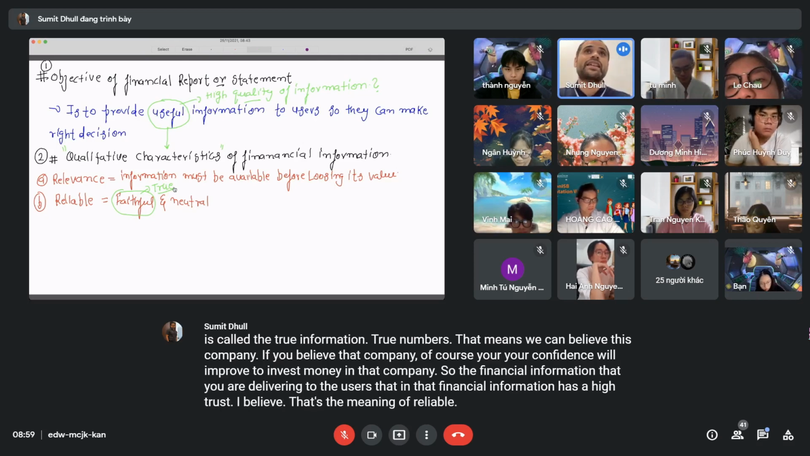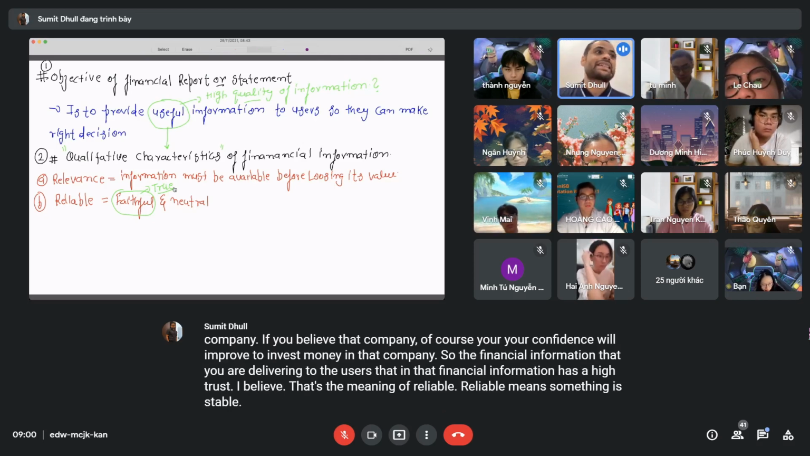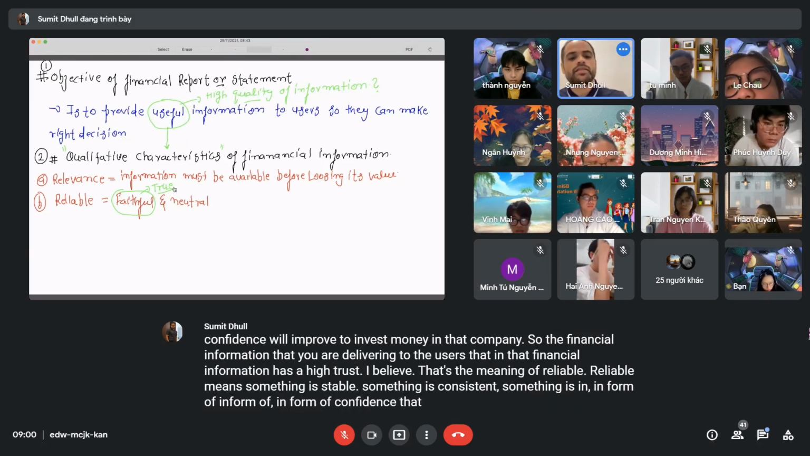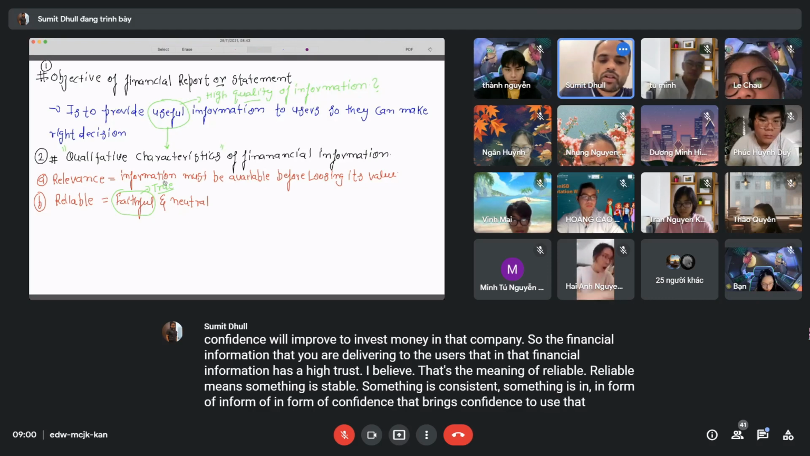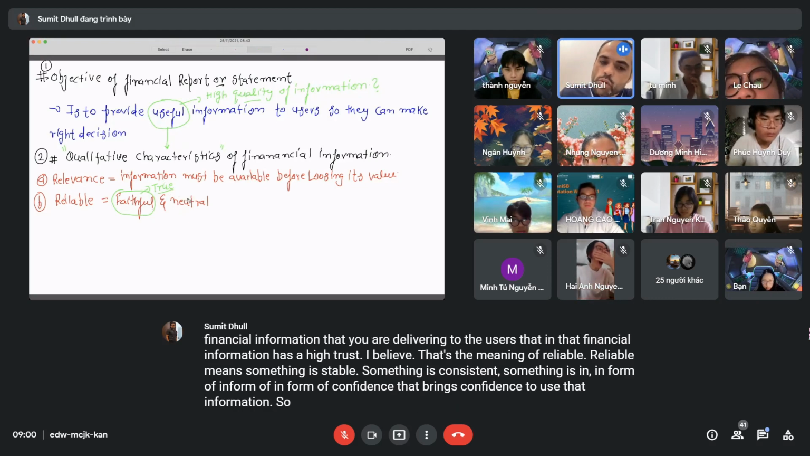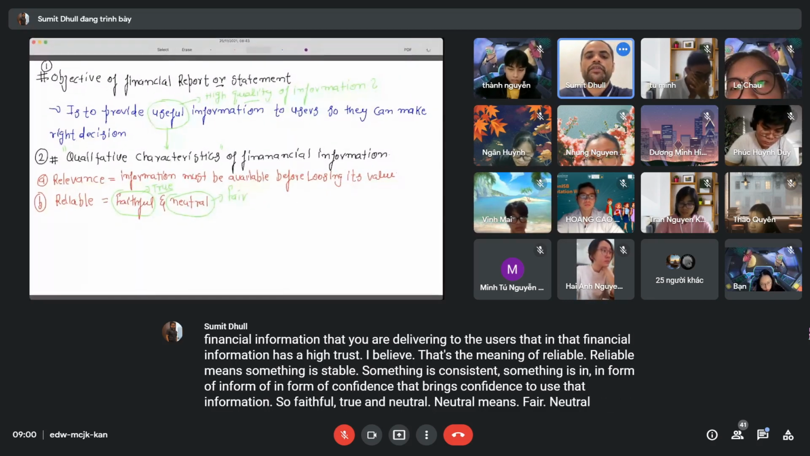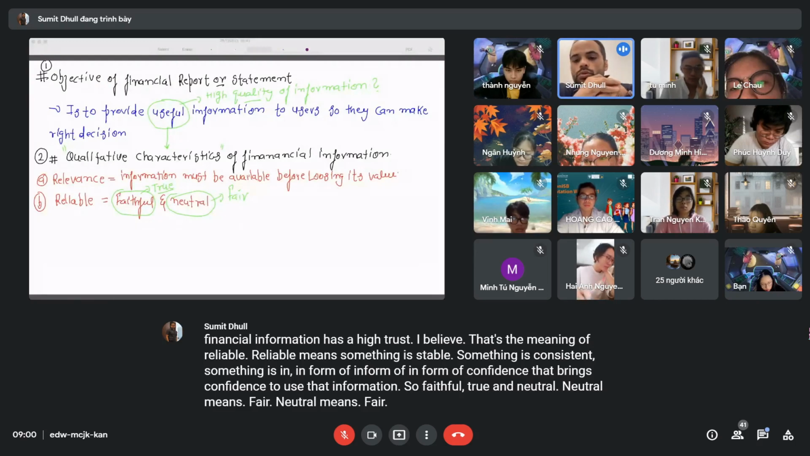Reliable means something is stable, something is consistent, something that brings confidence to use that information. So faithful means true, and neutral means fair. True and fair.